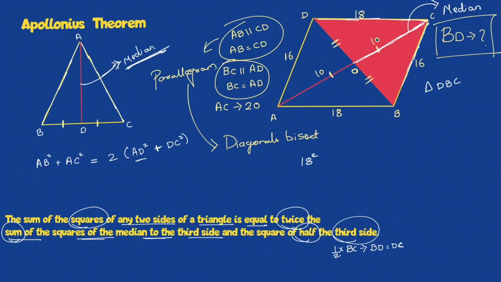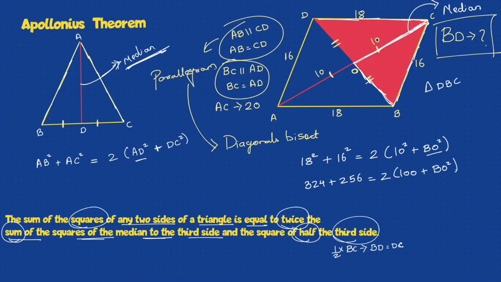If there is a median, I can apply the Apollonius principle. One side square, 18 square, second side square, 16 square is equal to twice the median square. What is the median? 10. 10 square plus the square of half of the opposite side. Half of the opposite side is nothing but BO. Okay, so BO square. That's it. 324 plus 256 is equal to 2 into 100 plus BO square. Now I'll just solve this. Adding 256 plus 324 is 580, equal to 2 into 100 plus BO square. So 580 divided by 2 is 290, equal to 100 plus BO square.